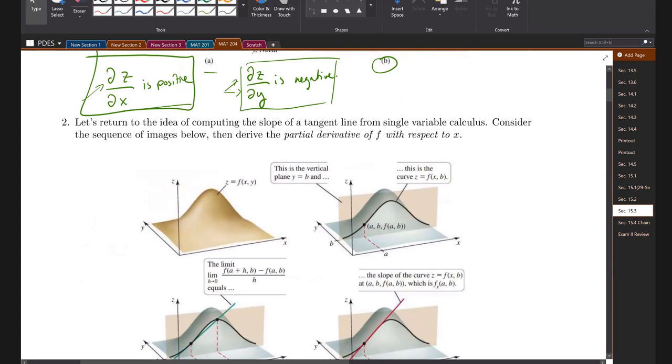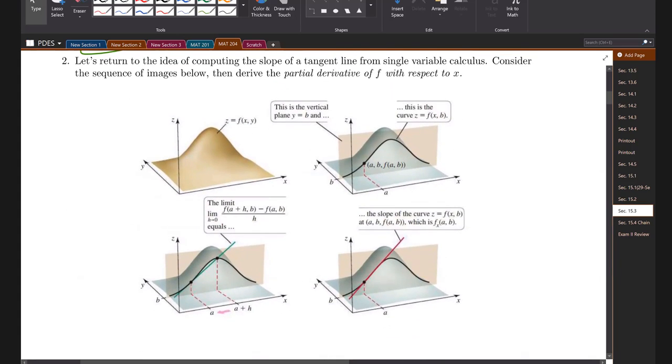So we're going to return to the idea of computing the slope of a tangent line that we did way back in Calc 1, and we're going to redevelop it. But we can't talk about taking the derivative of this surface. That really doesn't have a meaning to us, okay? We will talk about what it means to be differentiable in a little bit, and that will have some meaning. We'll say what it means to be differentiable. We'll also say what it means to take the derivative with respect to a particular direction. And we'll have some other notions of derivative.